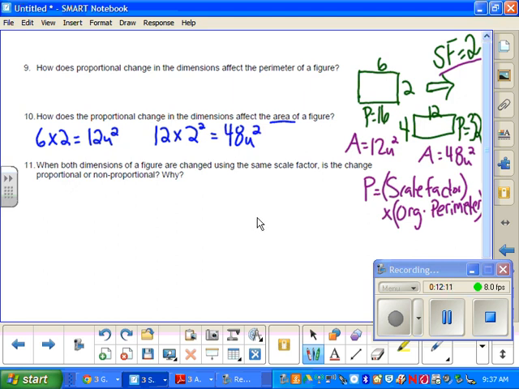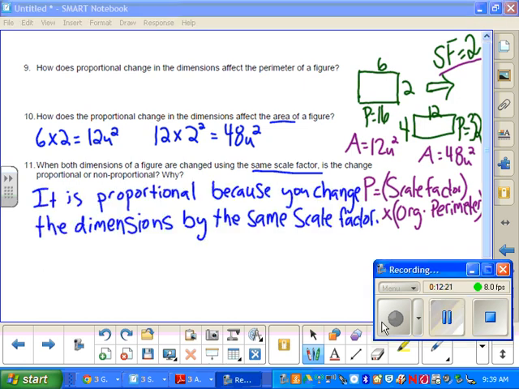Now let's look at number 11. When both dimensions of a figure are changed using the same scale factor, is the change proportional or not proportional, and why? So when you use the same scale factor, it is proportional because you change the dimensions by the same scale factor.